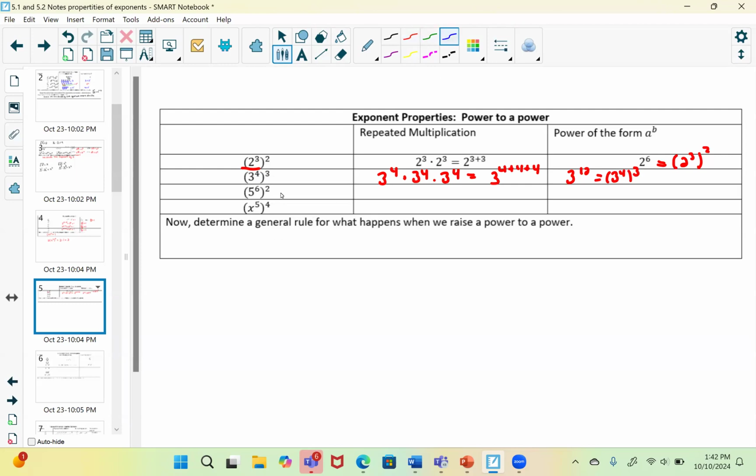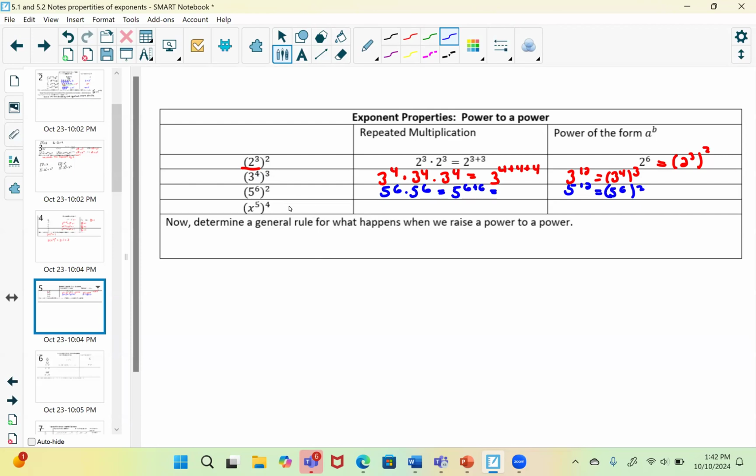Okay. So let's do another one. I have 5 to the 6 squared. So that means I'm doing 5 to the 6 times itself, 5 to the 6. That means if I'm multiplying with the same base, we can add our exponents. And that gives me again 5 to the 6 plus 6, which is 12. And that's the same as 5 to the 6 squared.